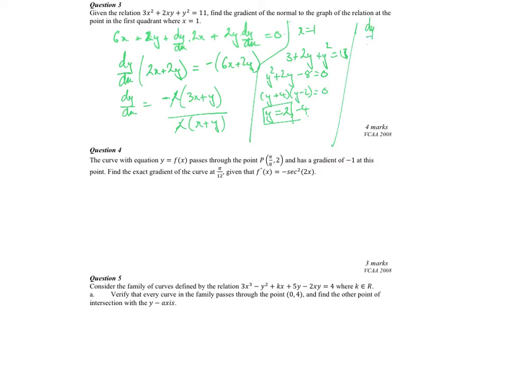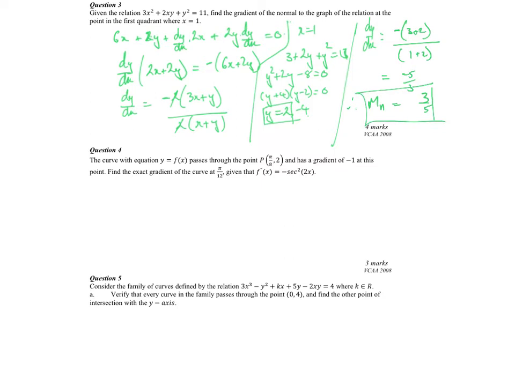So dy/dx at the point (1, 2) is equal to, so we've got negative outside of, what have we got, the point (1, 2), so we get 3 plus 2 over 1 plus 2, which is equal to negative 5 on 3. So therefore the gradient of the normal will be equal to the negative reciprocal of that, which is 3 on 5.